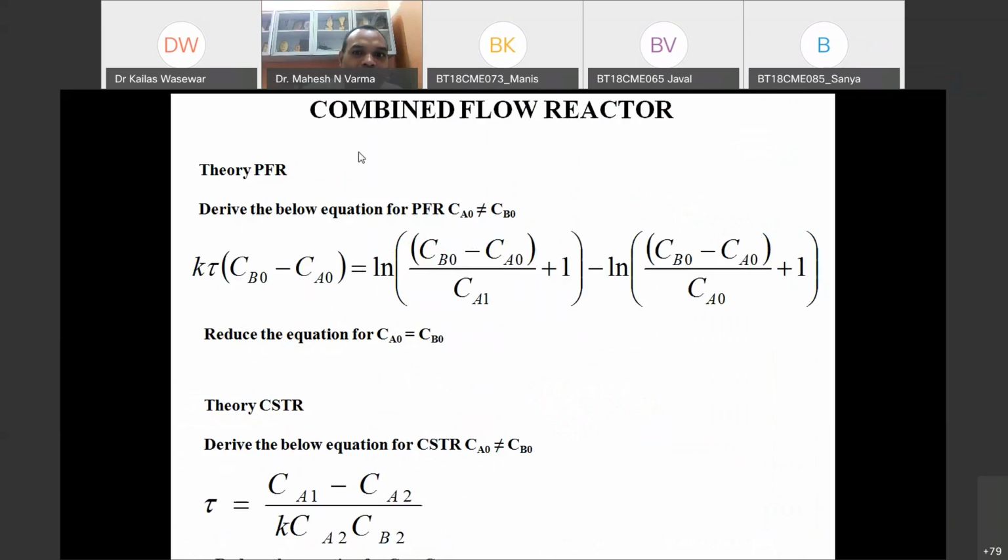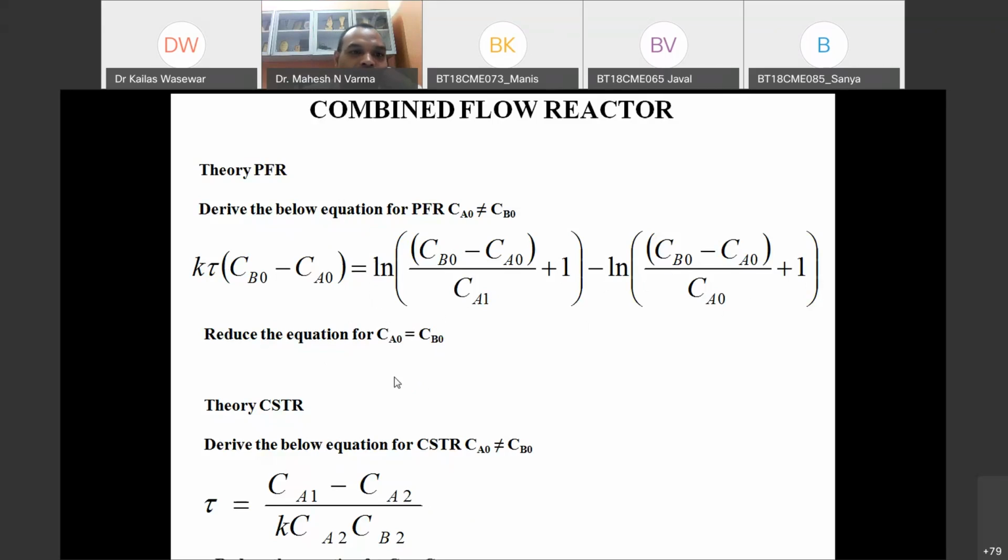And what is expected in the theory of the PFR? You are expected to derive this equation. When CA0 is not equal to CB0, k tau (CB0 minus CA0) equals ln[(CB0 minus CA0) divided by CA1 plus 1] minus ln[(CB0 minus CA0) divided by CA0 plus 1], and reduce this equation for when CA0 equals CB0. This is for CA0 not equal to CB0. Now you need to derive the equation when CA0 equals CB0 also.